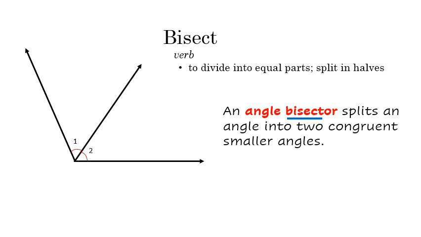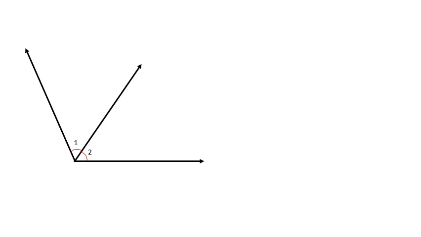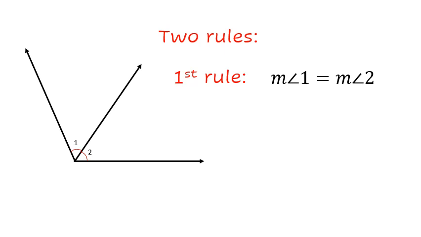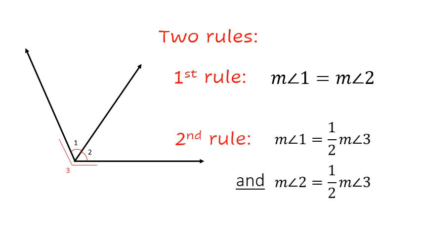Now, when we talk about angle bisectors, there are a couple of rules that you're going to know. So the first rule is that, just like what we talked about, those two smaller angles are going to be congruent. So when we're solving for something, we just set those two things equal to each other. And the second rule is that if we know the larger angle measure, then all we have to do to figure out the two smaller ones is they're both going to be half of whatever the larger one is.